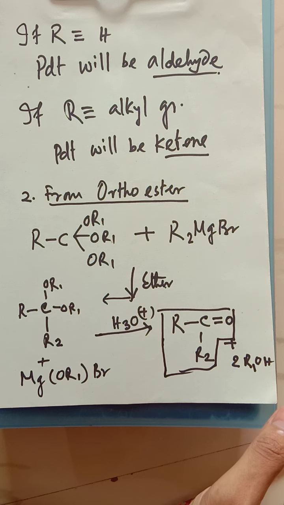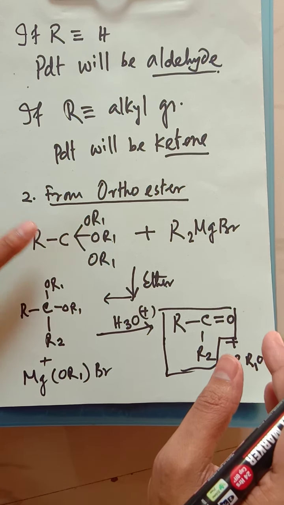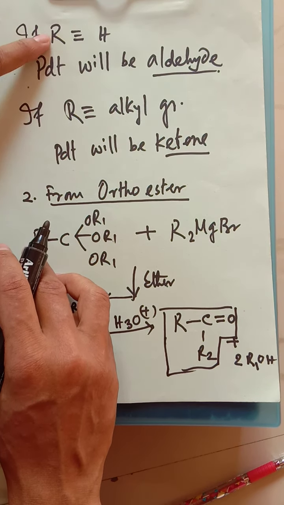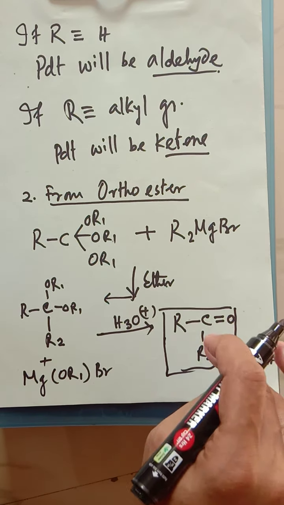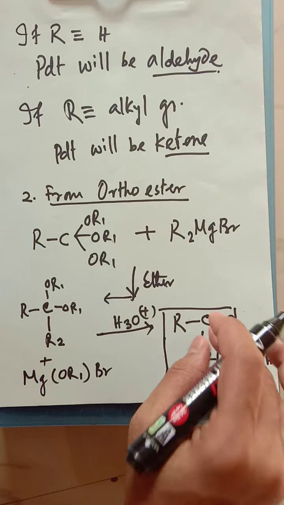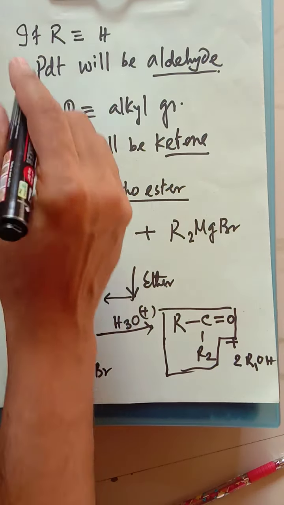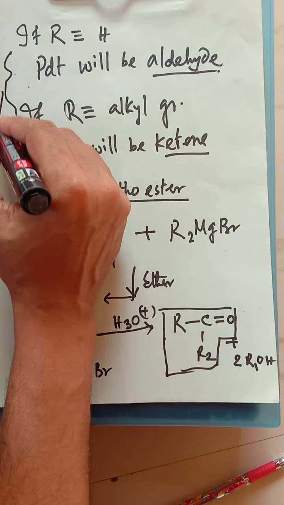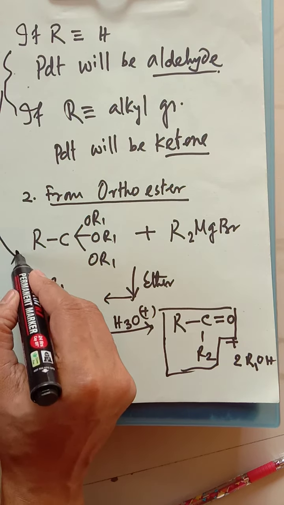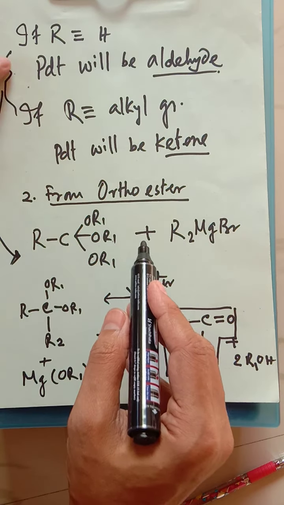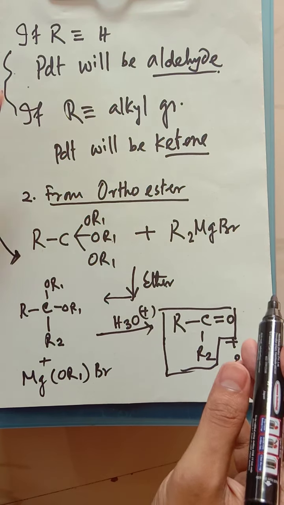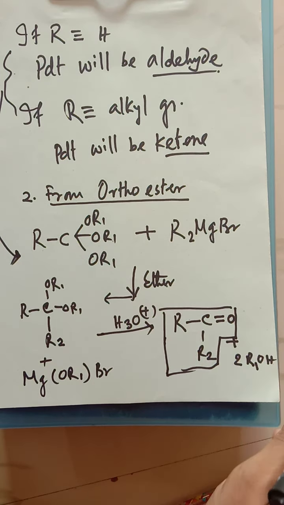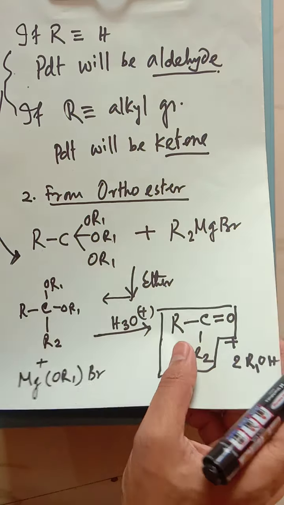So again same thing. If we replace this R group by H, if R equal to H over here, then ultimately the product will be aldehyde. Same thing is applicable for whatever I have written here. Same thing is applicable over here also. If R is H only, then the product will be aldehyde, and if R is alkyl group, the product will be ketone.